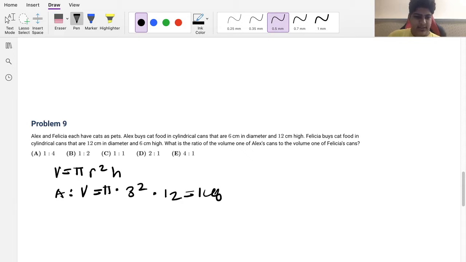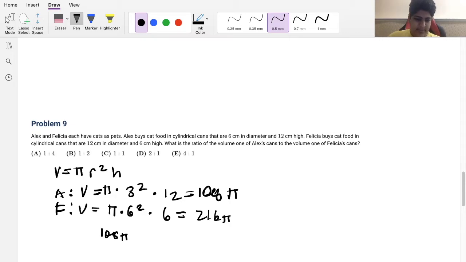Alright, now let's check Felicia. So Felicia's volume is equal to pi times, except now, instead of having 3 squared, it's 12 cm diameter, so that's 6 squared, and then it's 6 centimeters high, which is a 6. And this is going to be equal to 216 pi. And thus, the ratio of Alex to Felicia is going to be 108 pi over 216 pi, which is equal to 1/2, or 1 to 2. Alright, so checking out the choices, we see that this is choice B.